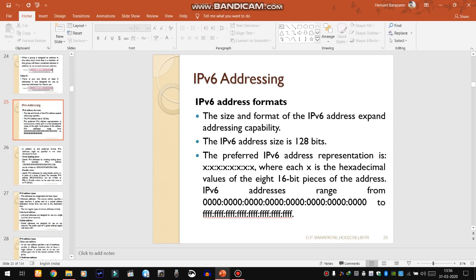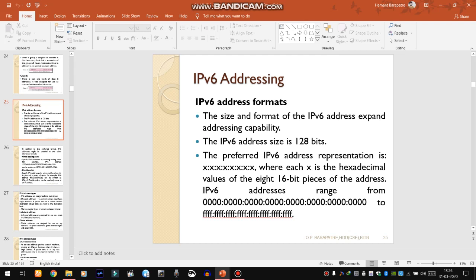First, the IPv6 address size is 128 bits. So 2 to the power 7 equals 128 bits are available for providing the addressing scheme. In contrast with IPv4, which only provides 32-bit addresses, the IPv6 address size is much larger than the IPv4 addressing scheme. So obviously it may cover all the computers, mobiles, and devices in the world. IPv6 expands the addressing capability using 128 bits.